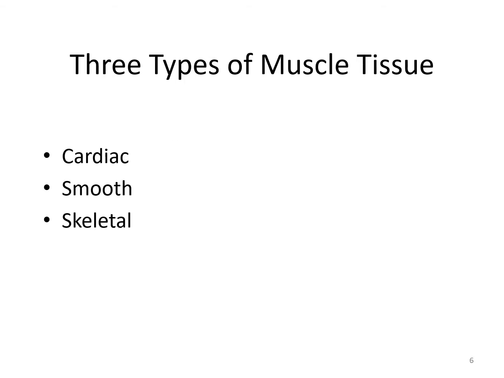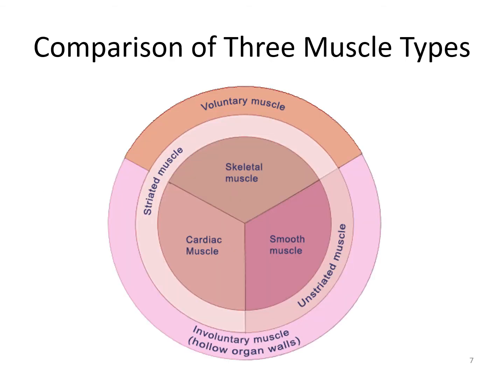In your course pack, there are three pictures. On the far left is cardiac muscle tissue. In the middle is smooth muscle tissue, and on the far right is skeletal muscle tissue. You may recall that cardiac muscle tissue and smooth muscle tissue are both involuntary muscle tissues, while skeletal muscle tissue is a voluntary muscle tissue. Skeletal muscle is also striated, so striations are shared by skeletal and cardiac muscle tissue. Smooth muscle tissue, however, is unstriated, or not striated.